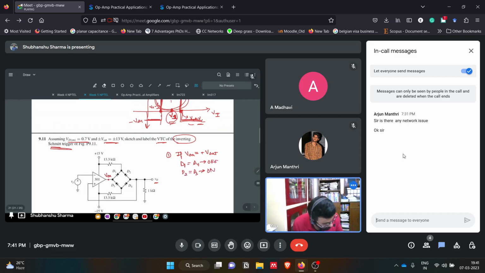See, we apply positive voltage here, so this will become on. But since we are applying positive voltage, D1 will be off here. We are applying positive voltage from here, so this D2 will be on, but this D4 will be off. Okay, so that's why these things came. I'll just remove from here.